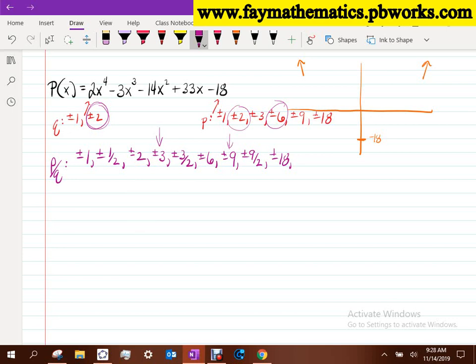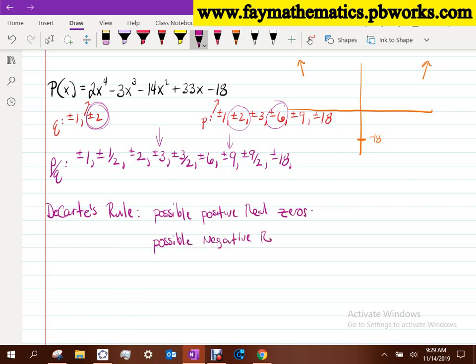The next thing I want to do is figure out the rule of signs. So Descartes' rule says to look at P of X, and you're going to figure out the possible positive real zeros and the possible negative real zeros.